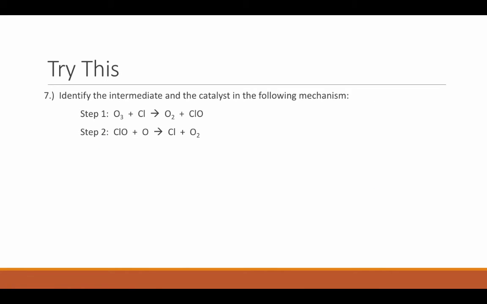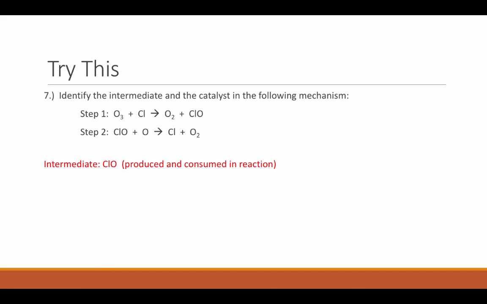It's important to be able to identify a catalyst in a reaction mechanism. While a catalyst will not appear in an overall reaction, it may appear in a reaction mechanism. Recall that a catalyst is present at the beginning and at the end of a reaction in its unaltered form. Pause the video here and try to identify the intermediate and the catalyst in this reaction mechanism. When you come back, I'll reveal the answers.